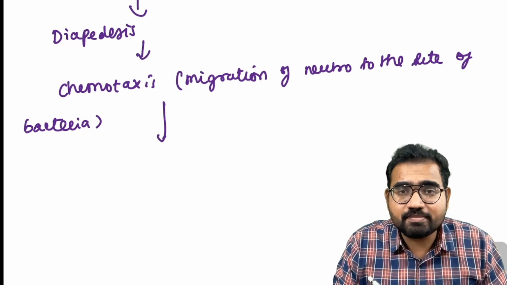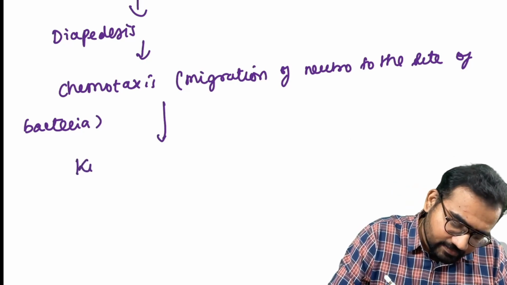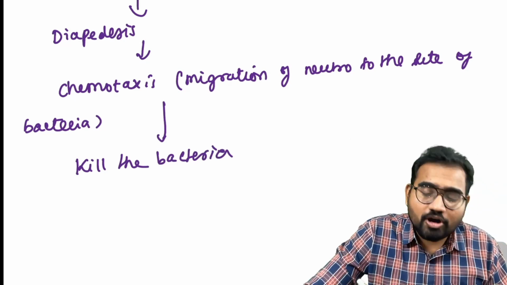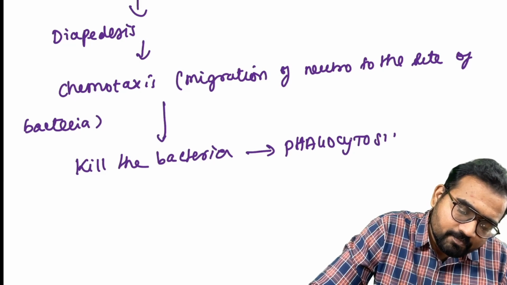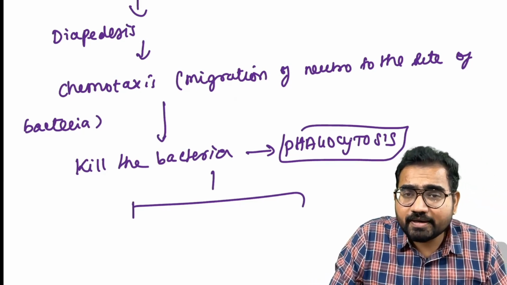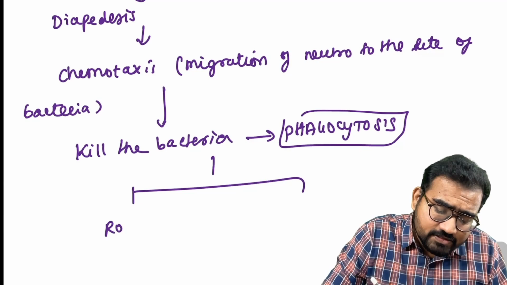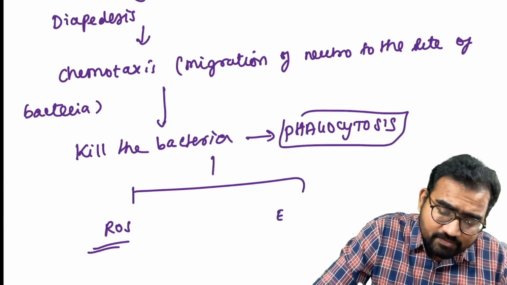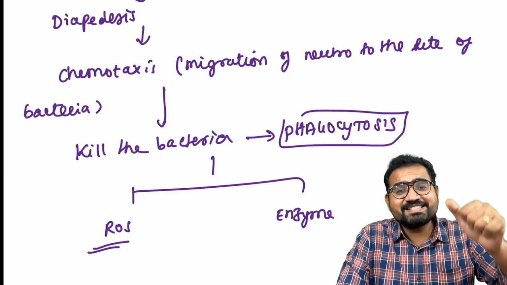Once it reaches the bacteria, it is going to destroy or kill the bacteria by the process called phagocytosis. Phagocytosis can be oxygen dependent or oxygen independent. Either they release reactive oxygen species into the bacteria and destroy them, or they release some enzyme which will destroy the bacteria. In this way, a neutrophil kills the bacteria.